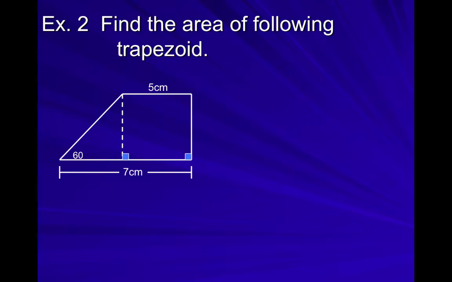Here's another one. This one is a good example to go through because they don't give you anything about the height. So I drew that dotted line in there. It may or may not be drawn for you, so keep in mind you might have to draw a line to find the height. And in this case, they give you an angle measure, and this angle measure is going to be useful to help you find the height. So what we're going to do is find our height first.